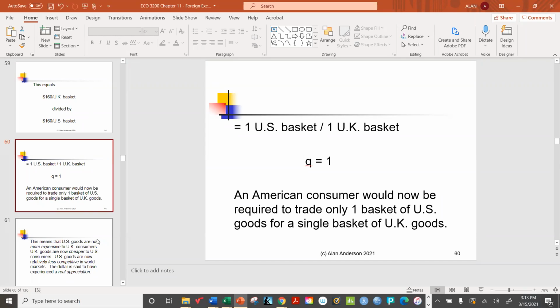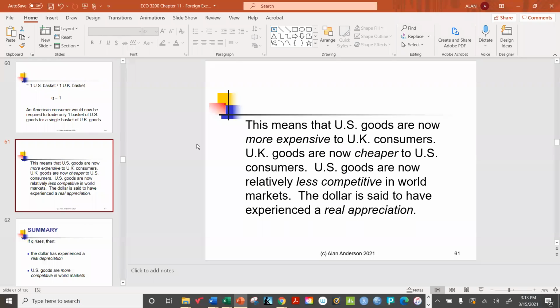Okay, so is that good or bad? Well, it depends on what side you're looking at, if you're the buyer or the seller of these goods. So here, we can say then, you know what this means though? US goods are more expensive to UK consumers. UK goods are cheaper in the United States. Okay, so therefore, guess what's going to happen? US goods are less competitive. This is a real appreciation. But what is the impact on our trade balance? Okay, let's find out.